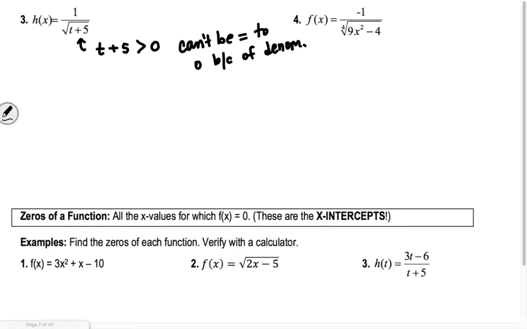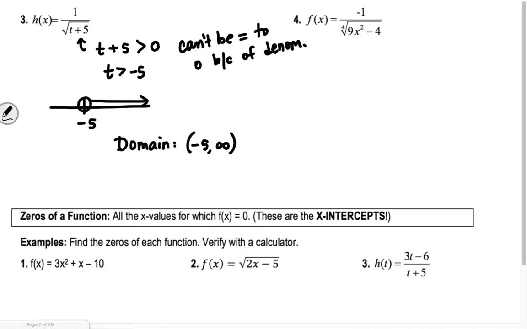So we just want to know where t plus 5 is greater than 0. Well, that's pretty easy. It's where t is greater than negative 5, right? So in interval notation, we put the negative 5 on our number line, and we have an open circle, and we have everything bigger than it. So we have the domain is parentheses negative 5 to infinity.